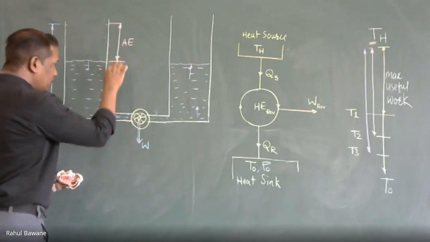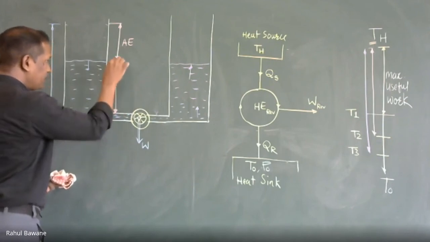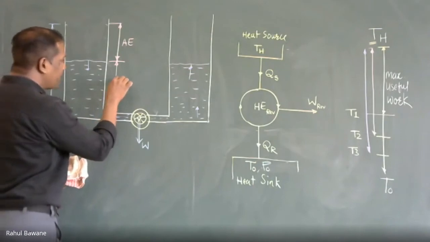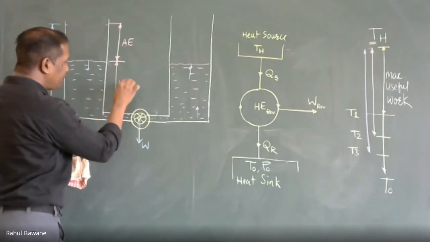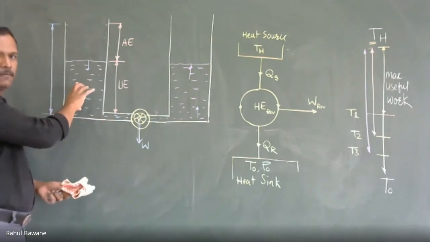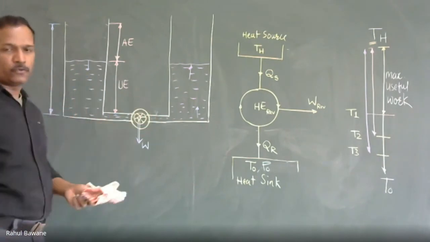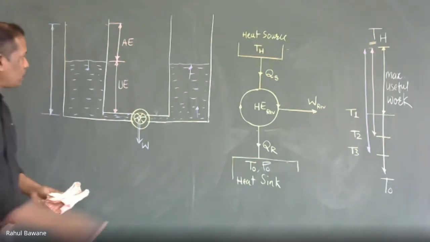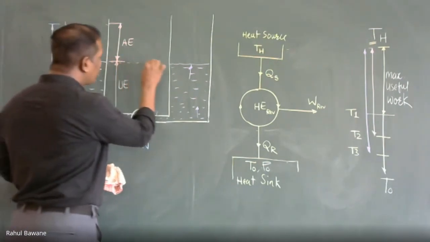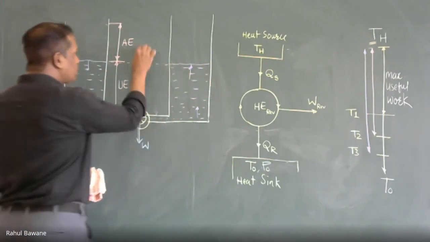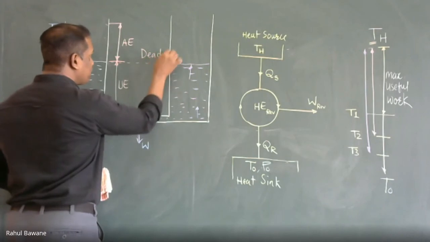No doubt there will be energy stored in this water column. But this energy is not available, so it is called unavailable energy. So this portion is there, but it is not useful to do any kind of work. And what is this state? When both columns have the same level, this is called dead state.